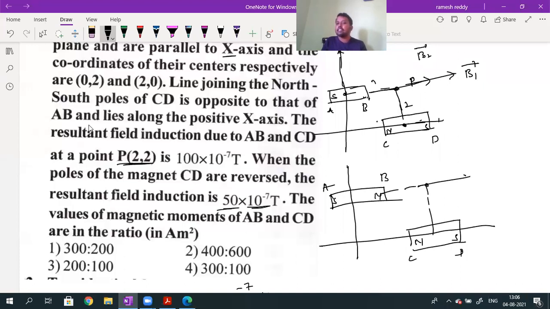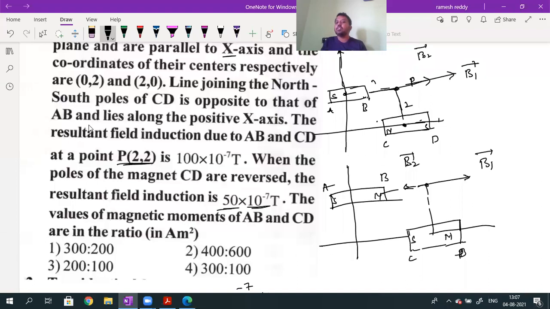Point P lying on the axial line due to AB, that magnetic field value is given by B1. With respect to CD, point P lies on the equatorial line. With respect to point P, here I need to take the poles of CD reversed. Last time I took north pole, south pole. Here I need to take this as south pole and this as north pole. That time the magnetic field induction due to CD is B2. B2 direction is from D to C. If directions are understood, the question will be understood. So the direction is given from D to C.